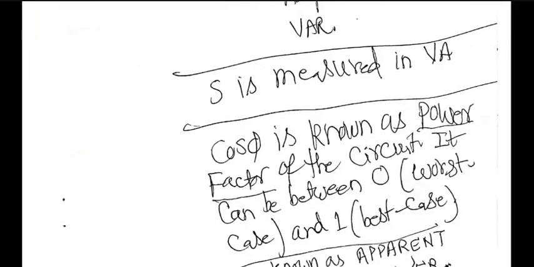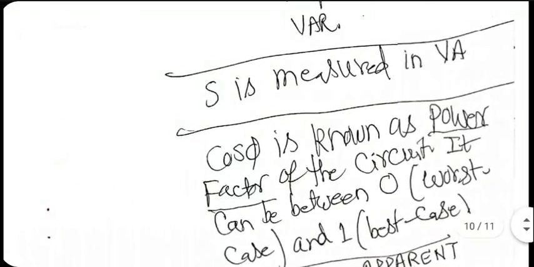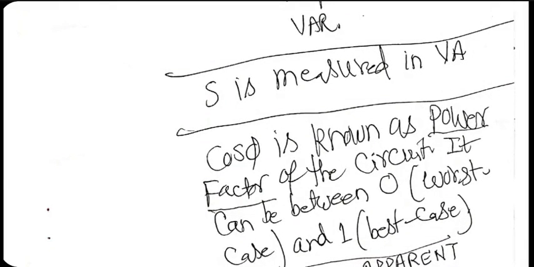That means phi is 0. That means there is no phase shift between voltage and current in the load. If load is purely inductive, phi would be theta v minus theta i. Phi would be minus 90 degrees. And if load is purely capacitive, phi will be plus 90 degrees.